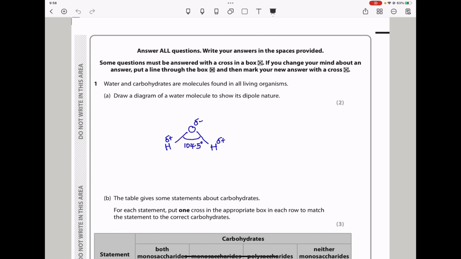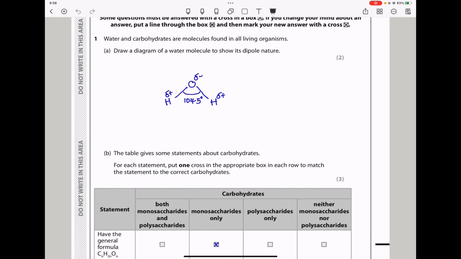Draw a diagram of a water molecule to show its dipole nature. So of course, water contains one oxygen and two hydrogens, and each bond is going to be polar. So there is a partial positive here, a partial negative there, and a partial positive here. And the bond angle is 104.5. Of course, this wasn't required, but I just placed it there.